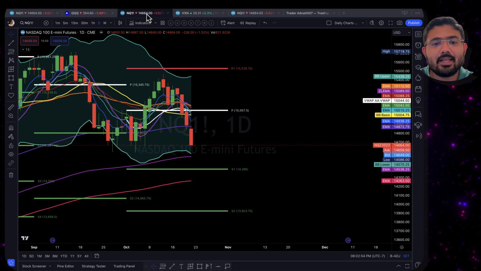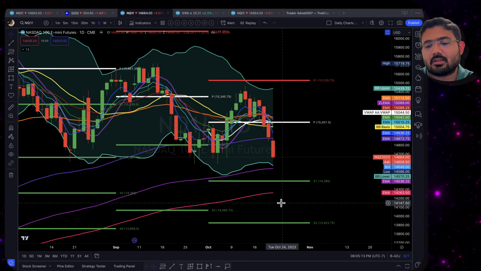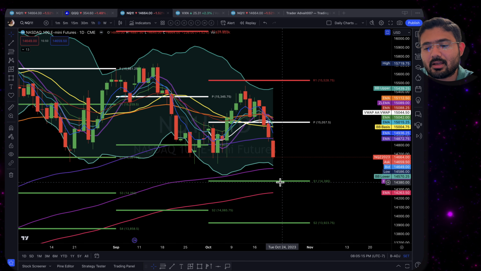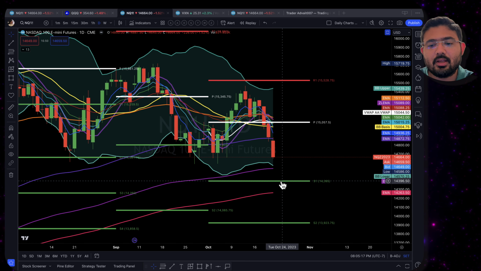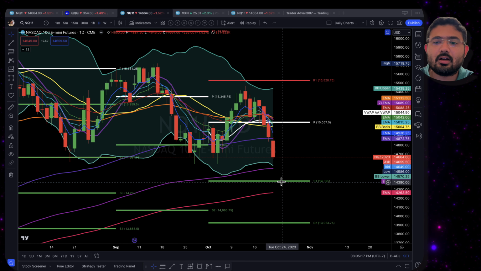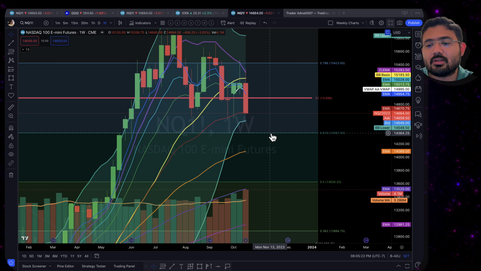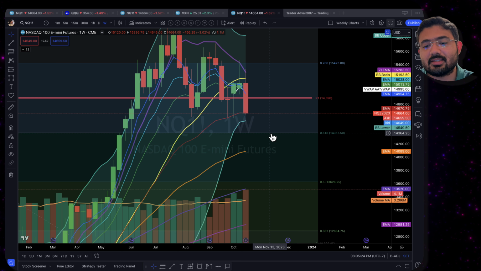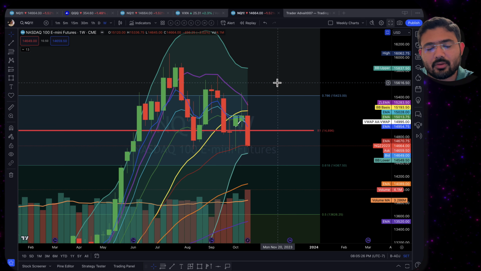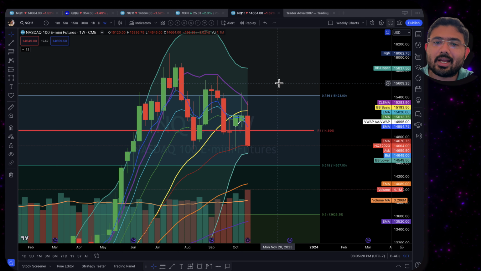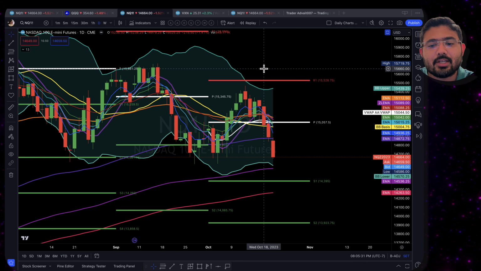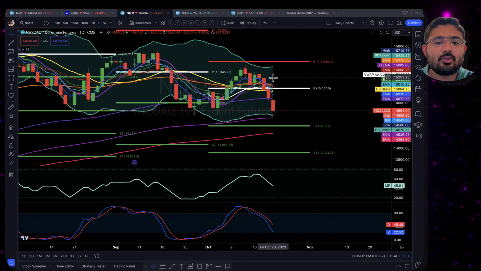On the daily chart, if you see, the main support lies around 14,400, and on the weekly the support lies around 14,367. So be mindful of those levels, and that will guide you a lot in the decisions that you make.